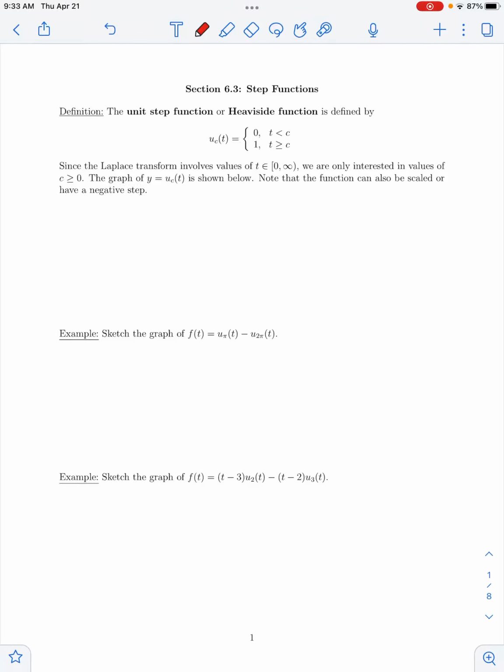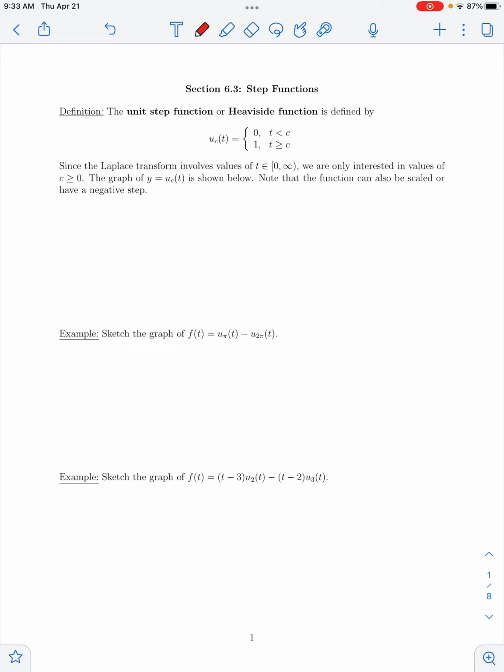Okay, in this lecture we're going to begin our section 6.3 material on step functions. And we'll see that step functions are very useful in solving differential equations that might involve a discontinuous forcing function. And these step functions have some really nice properties when it comes to the Laplace transform.